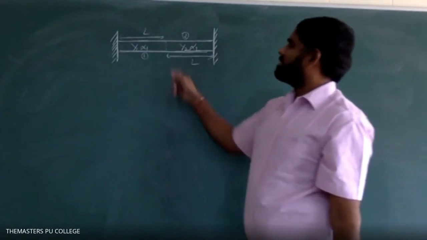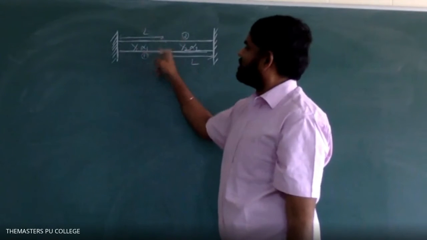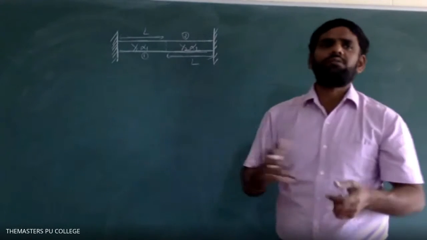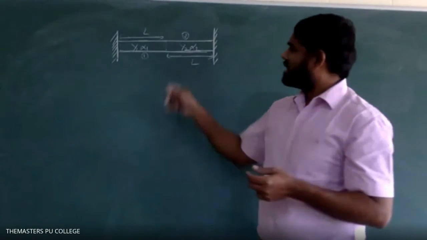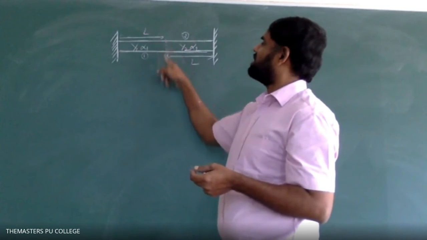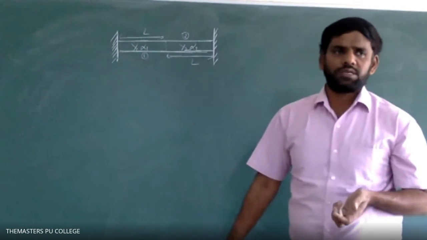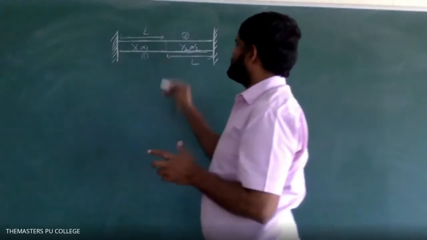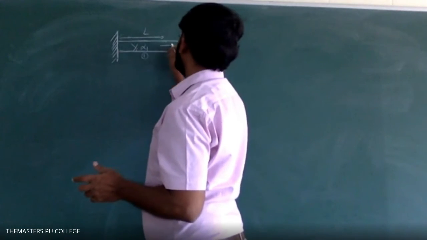If the force generated in the first rod is the same as the force generated in the second rod, then the two rods exert equal and opposite forces. That's why there will be no displacement of the junction. Hence, if the junction should not be displaced, in such a case what can we write?